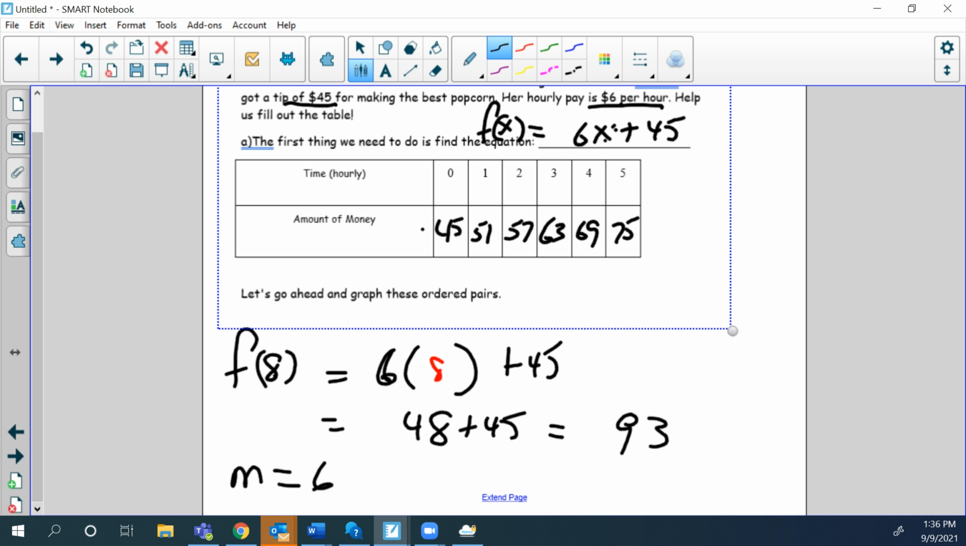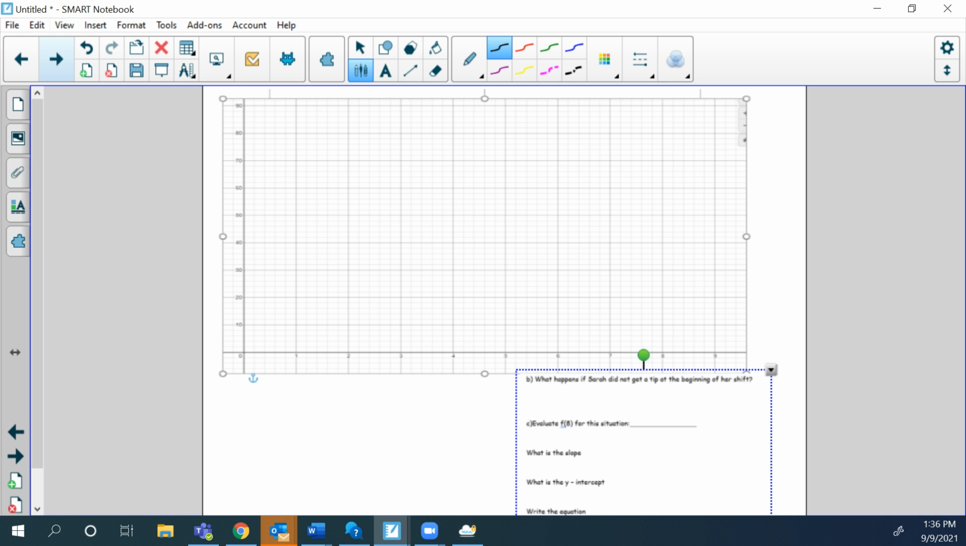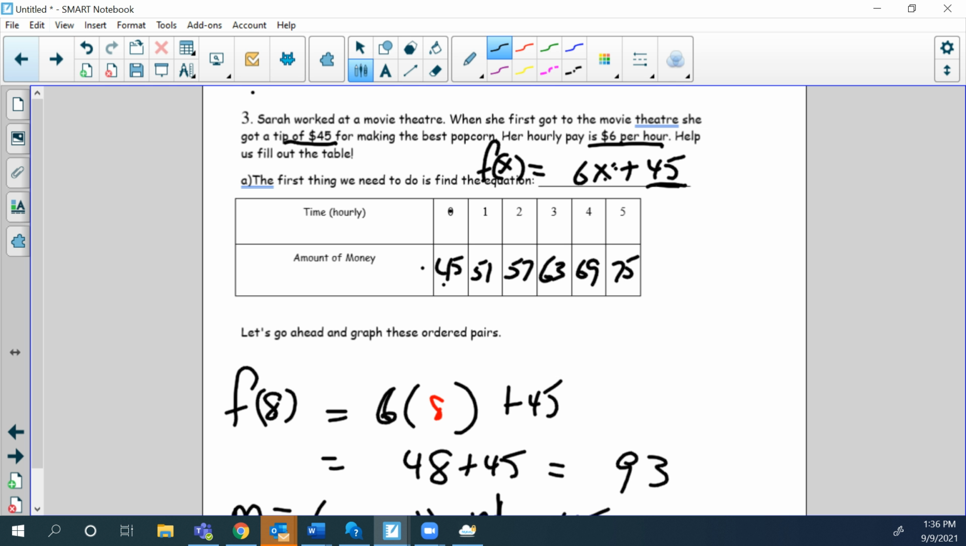Well, we know the y-intercept is 45. That occurs when x is 0. So that's 45. Remember, the y-intercept occurs when the x value is 0. So y-intercept is, sorry, it's 45. I think I put 0 here earlier. All right, so y-intercept, the slope, and the next one is write the equation, we just did already. That's the equation.